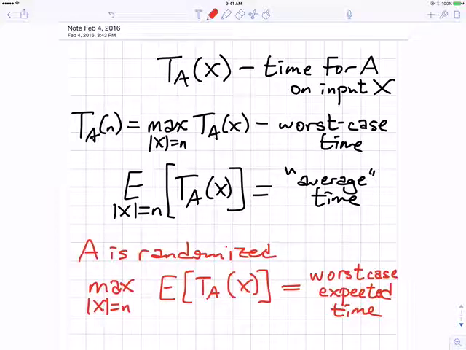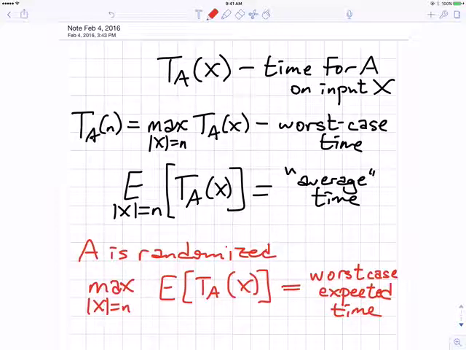The universe is horrible to me. It chooses the absolute worst possible input, but then once the input is given to me, the algorithm can make random choices, and if you imagine every random choice splits off a parallel universe, I average over all parallel universes the behavior of the algorithm. The data is worst case, the algorithm is random.